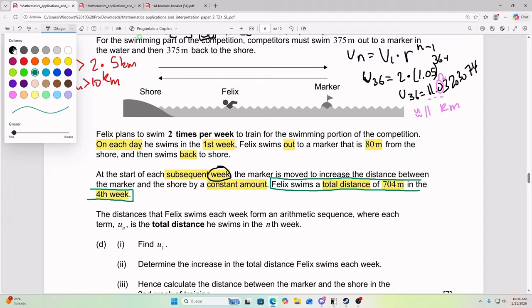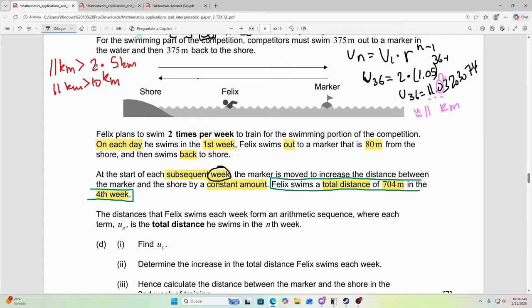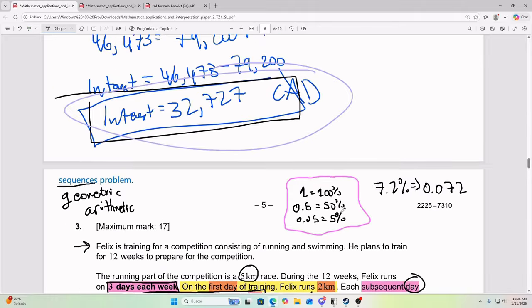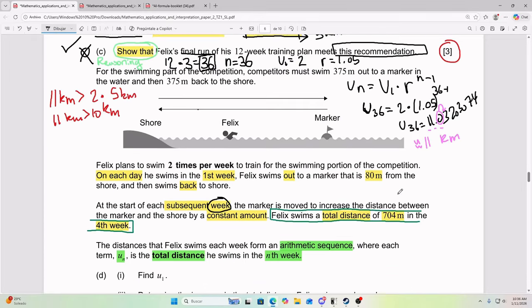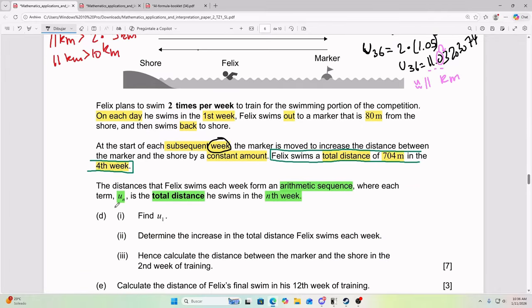So the distances that Felix swims each week form, and they literally tell you, an arithmetic sequence where each u_n is, in bold, the total distance he swims in the nth week. And so the challenge here is that earlier we were talking about subsequent days, now we're talking about subsequent weeks, and even u_n is the total distance of that week. And so this is definitely harder to think about. The hard part here is understanding you're talking about weeks and not days. It's a little bit harder to visualize, but we're going to try our best.